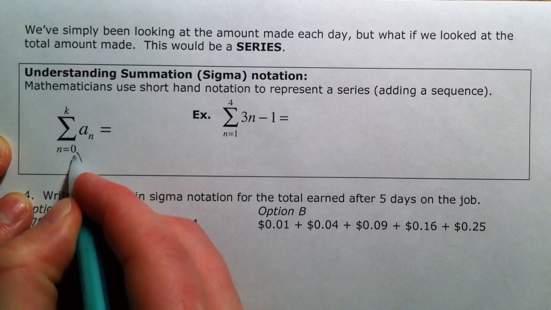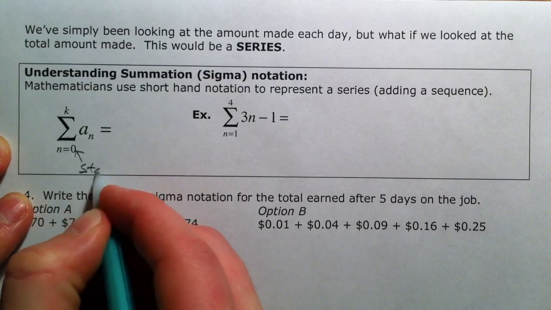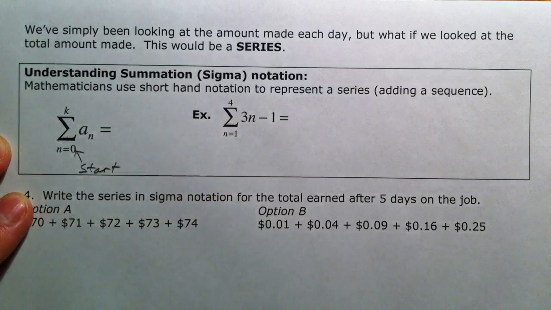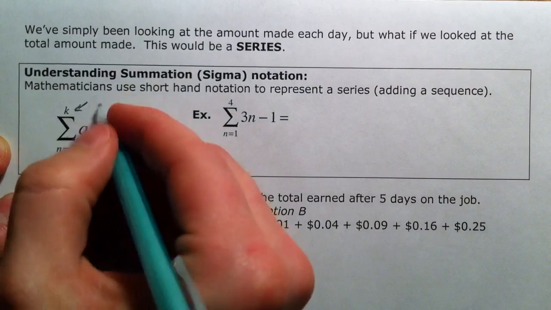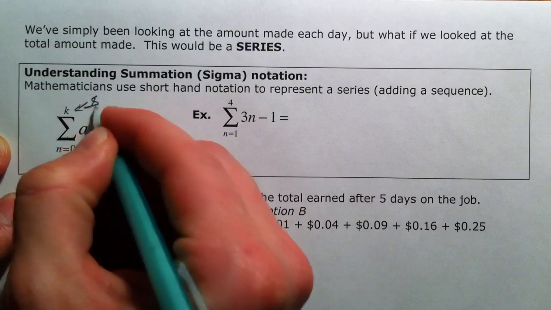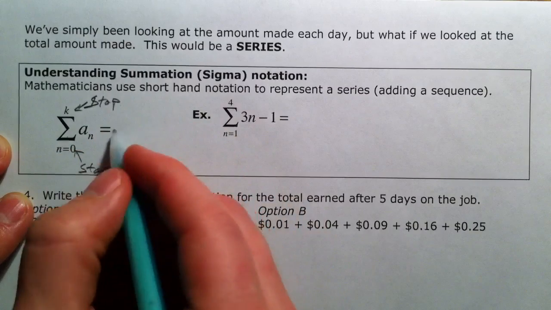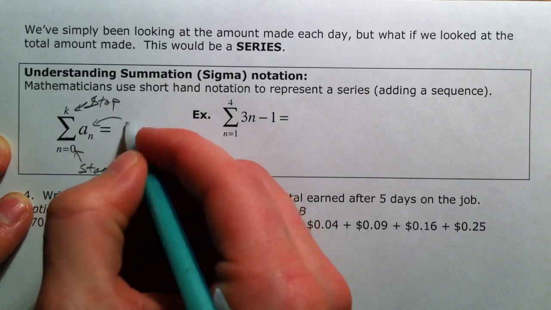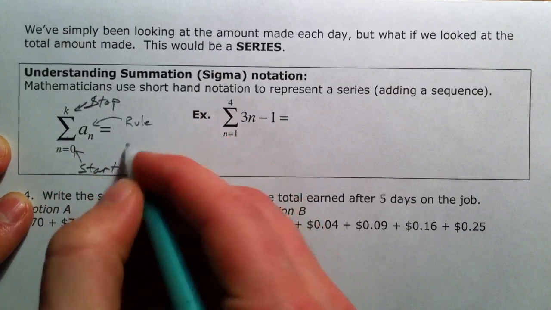But this right here is going to tell you where to start. I think it's called the index. And this right here is going to be where you finish, or where you stop. And then this is going to tell you what your rule is, or your nth term.